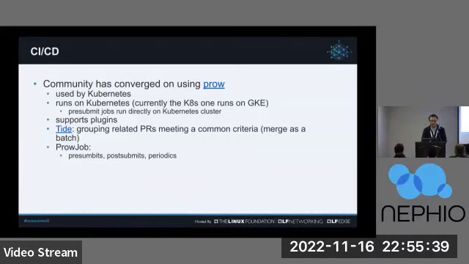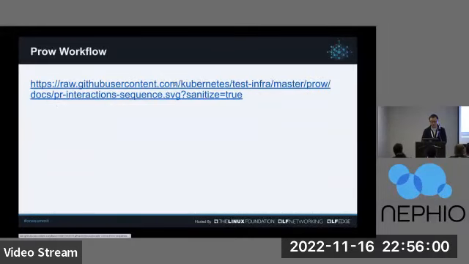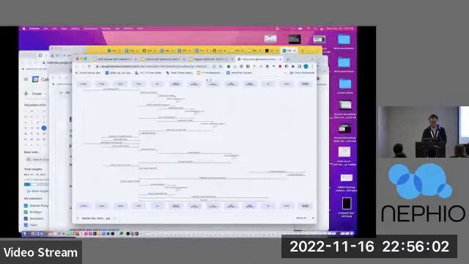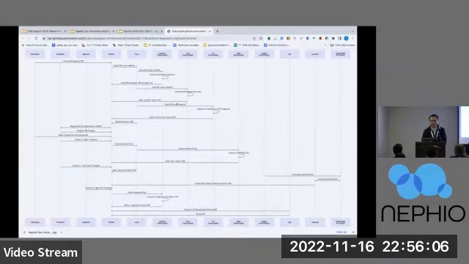Same thing for Tide. Tide is a cool feature which brings all the PRs, the pull requests, that meet pretty much common criteria and puts them into a batch. So you don't merge things in asynchronous order, in which case you have temporary branch breakage. So we will use Prow.